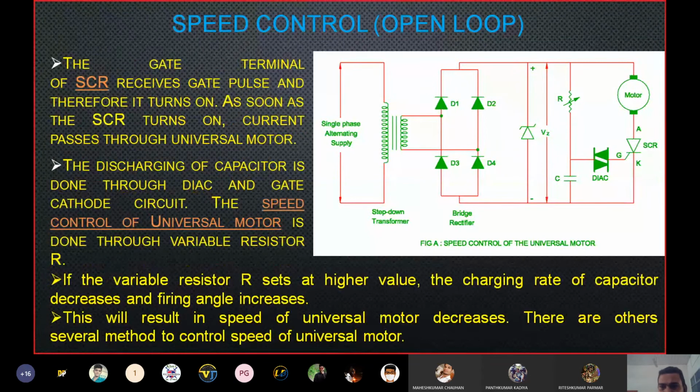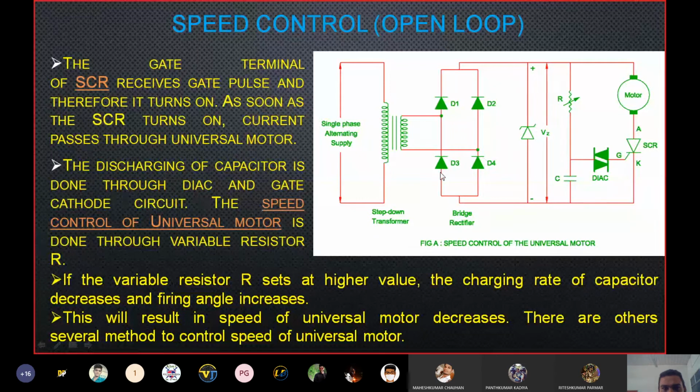As soon as the diode turns on, the gate pulse is given to the SCR. The SCR gate terminal receives the gate pulse and therefore the SCR turns on, and current passes through the universal motor. So the circuit becomes closed and the current flows through this motor.